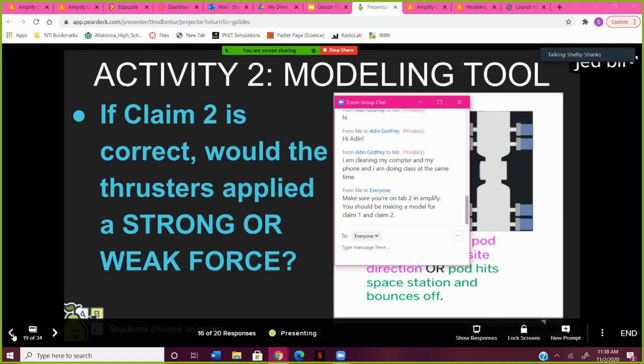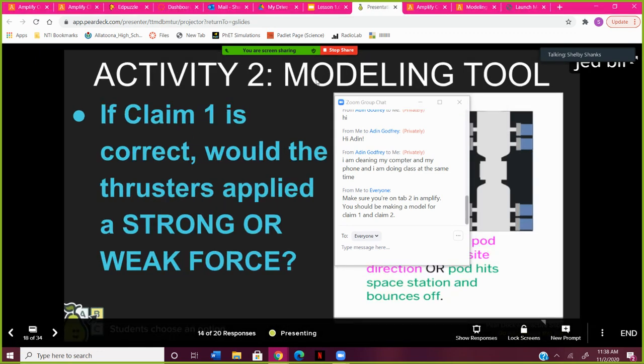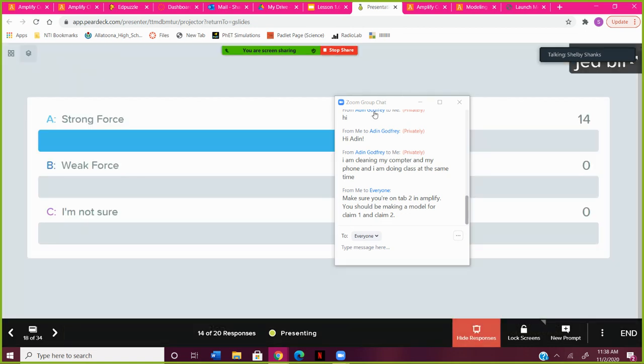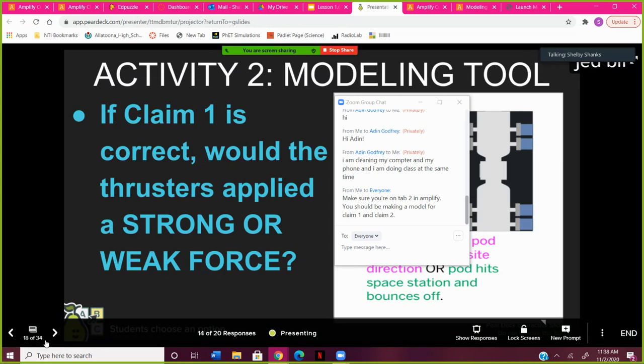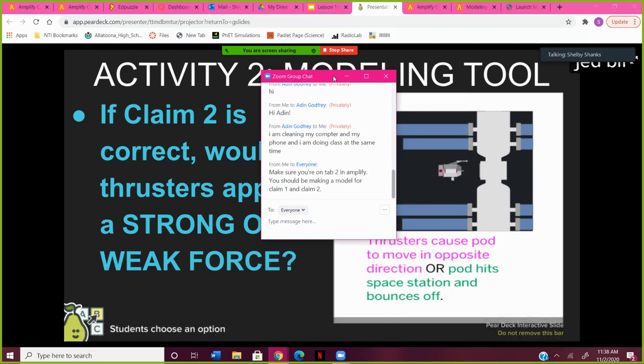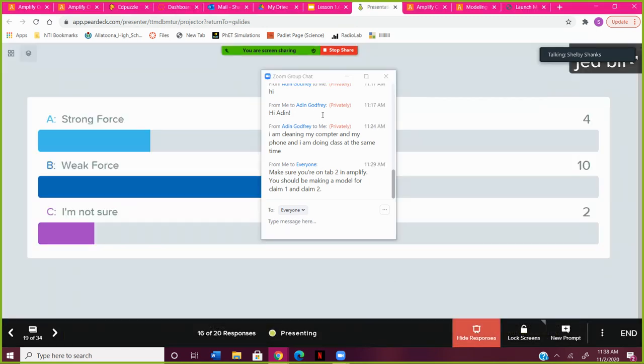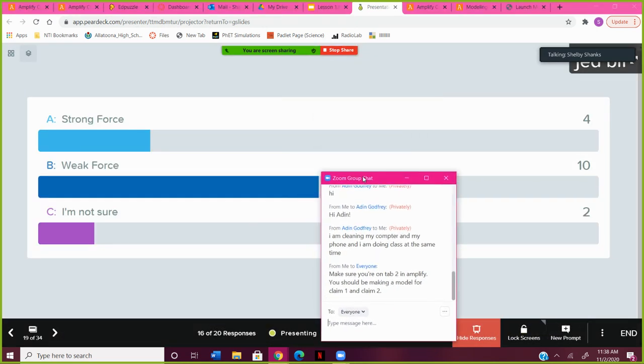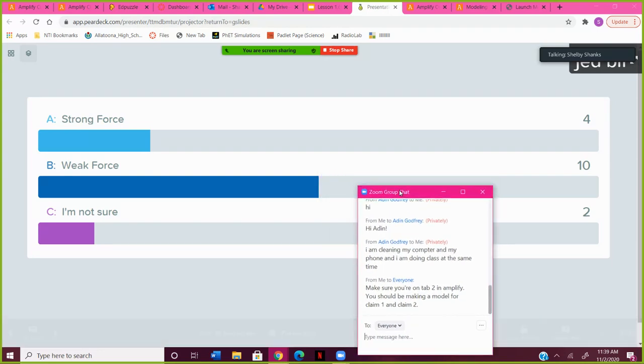All right, so we know that for claim 1, the thrusters are going to apply a stronger force, right? We all said that they would apply a stronger force if it goes in the opposite direction. For claim 2, we know that the pod is not going to dock. The pod's going to slow down. It's going to hit the space station and it's going to bounce off. All right, so we should be seeing weaker force.